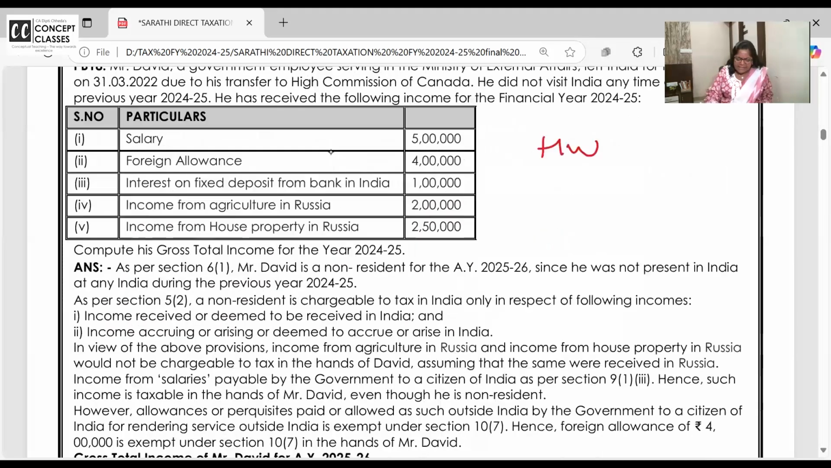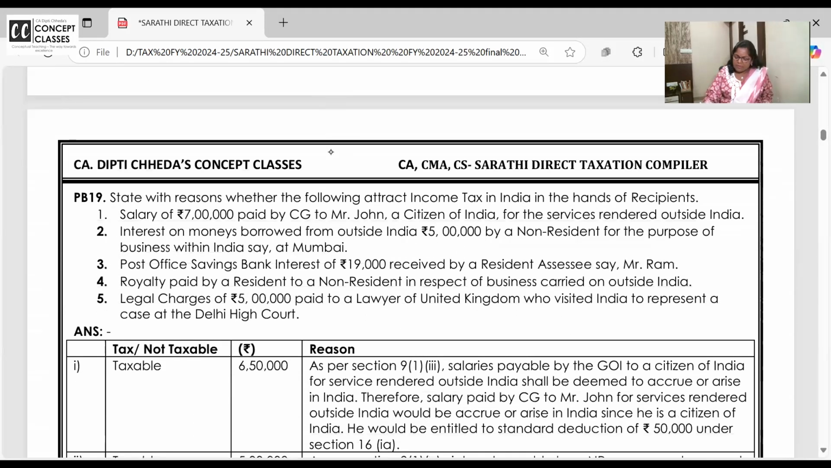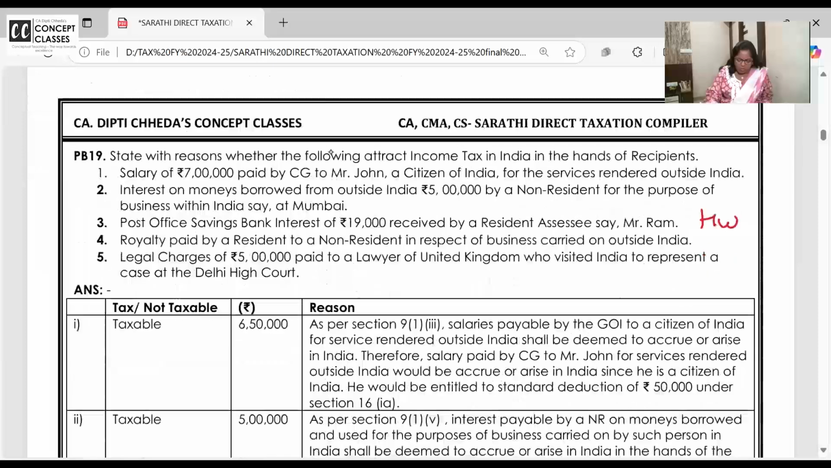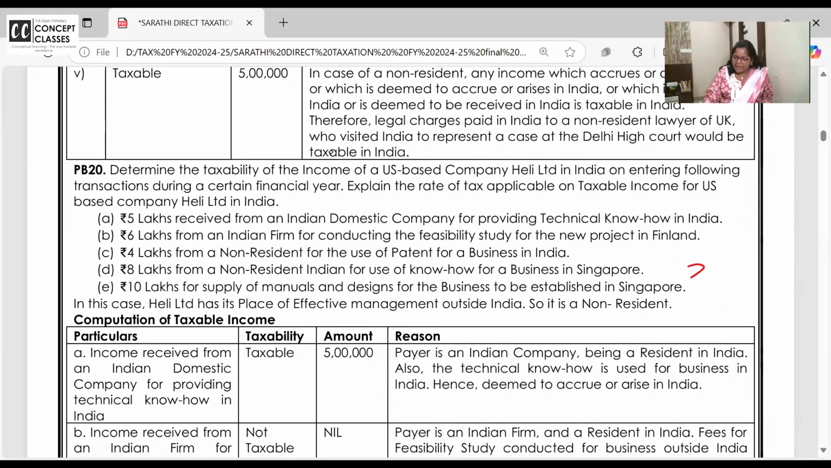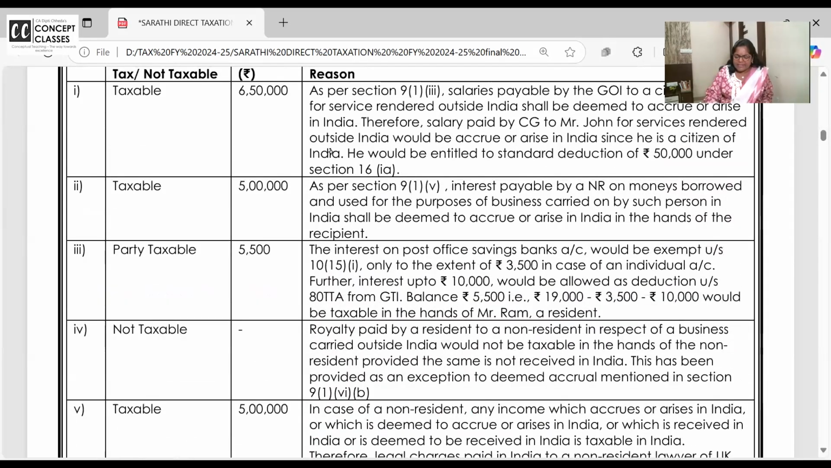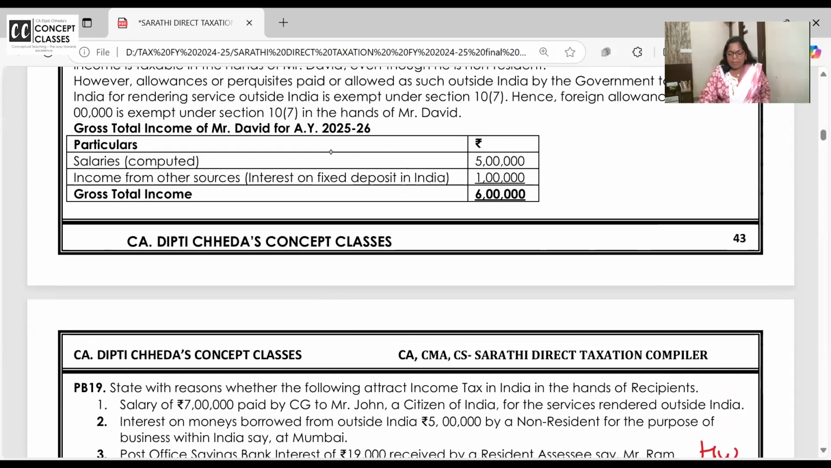Problem number 18, homework. 19, homework. 20, homework. Just simple cases. Who is receiving? And the reason is also given. Make sure that without checking the answer, you check and do it as homework. Tomorrow the full class is for residential status of other SSC. But come first 45 minutes, 1 hour, I'll do this.